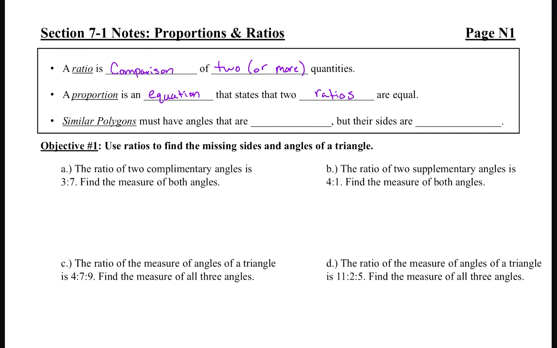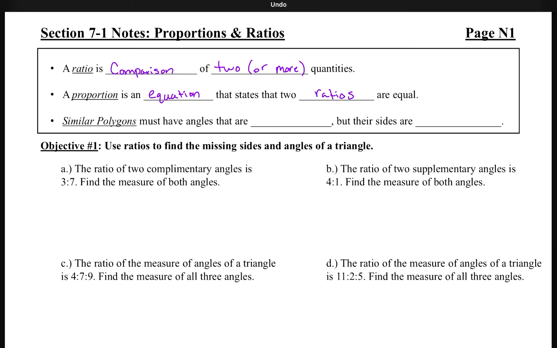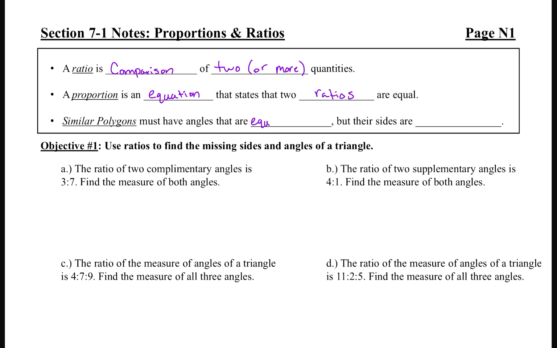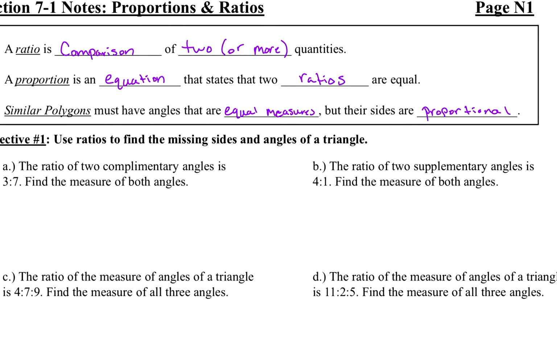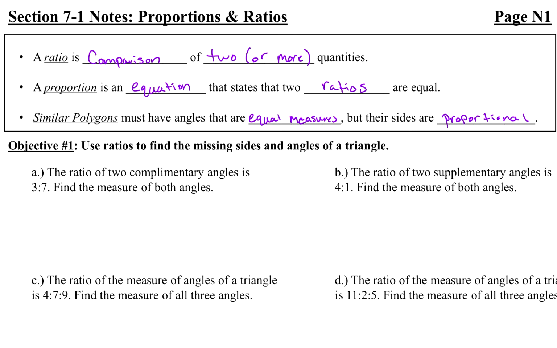Anytime we do have similar polygons, though, two things are going to happen. We're going to have angles that are equal measures. And we're going to have sides that are proportional. So that is always going to happen. I didn't spell measures correctly. Equal measures. That's better. So equal measures, but their sides are going to be proportional to each other.